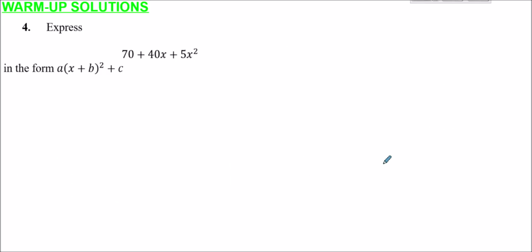Final worked example, question 4. Express 70 plus 40x plus 5x squared in the form a brackets x plus b squared plus c. This is just a fancy way of asking you to complete the square. First of all, I'm going to rewrite this in descending powers of x. So we have 5x squared plus 40x plus 70.